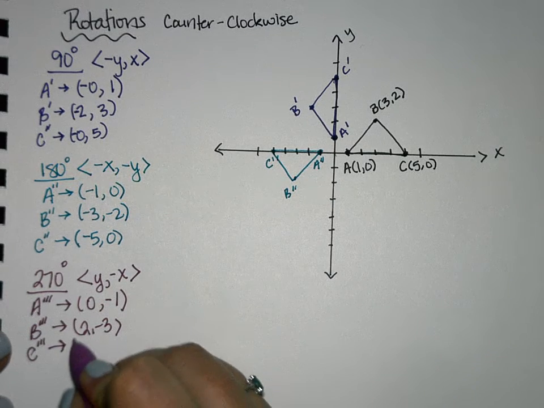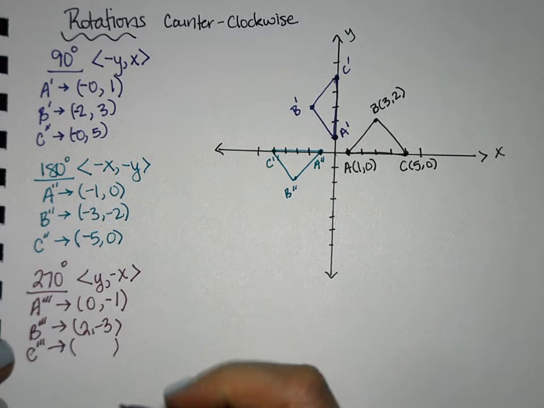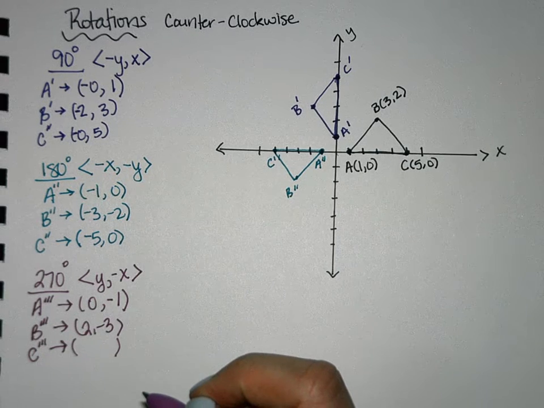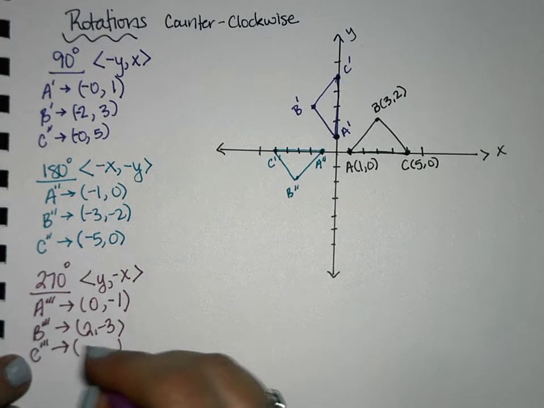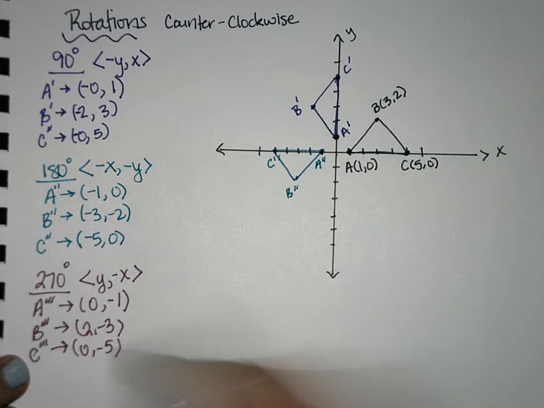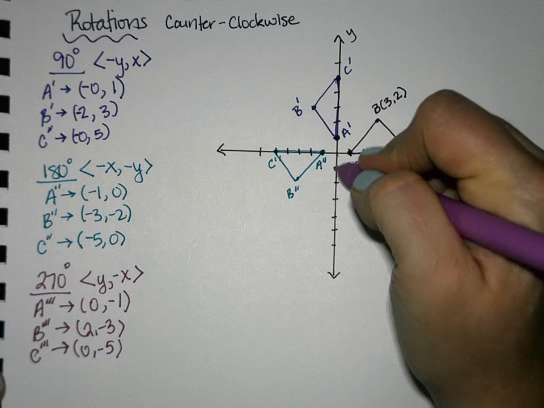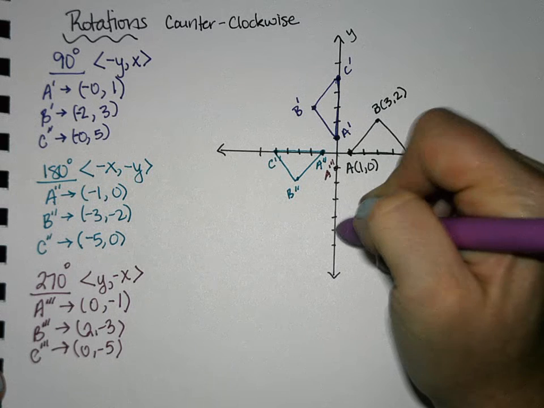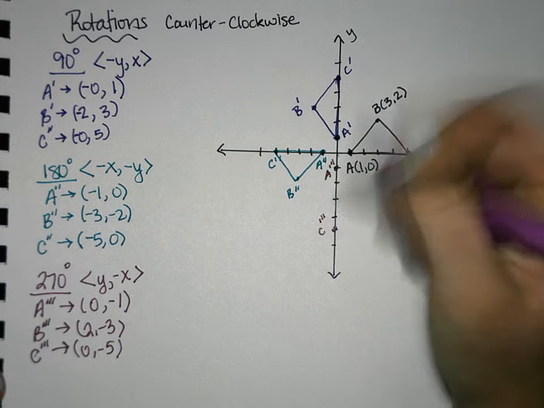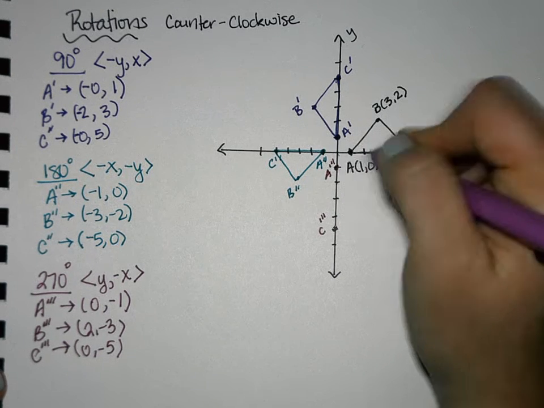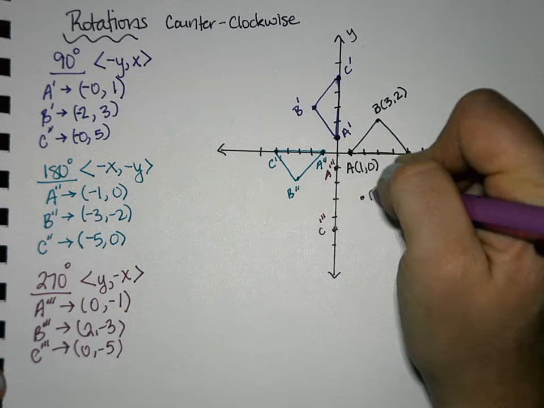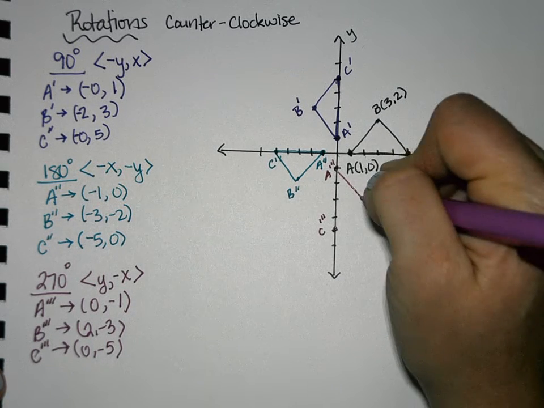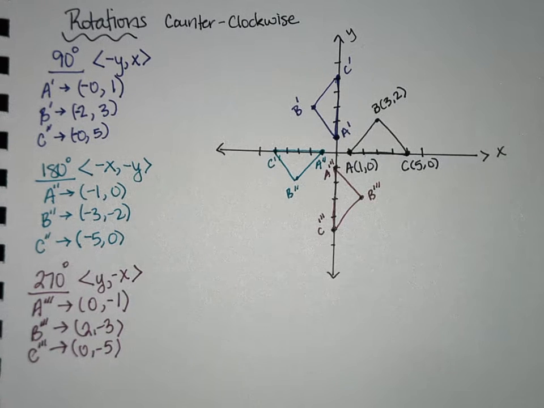And what about C? Who thinks they know C? Analea? 0, negative 5. So then when we go to plot them, 0, negative 1. And then I have my C at 0, negative 5. And then I have 2, negative 3 for B. And we have our 270-degree rotated figure.